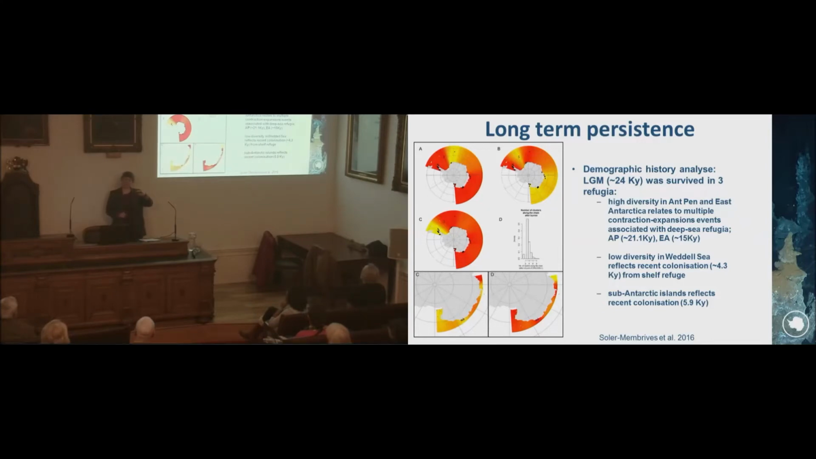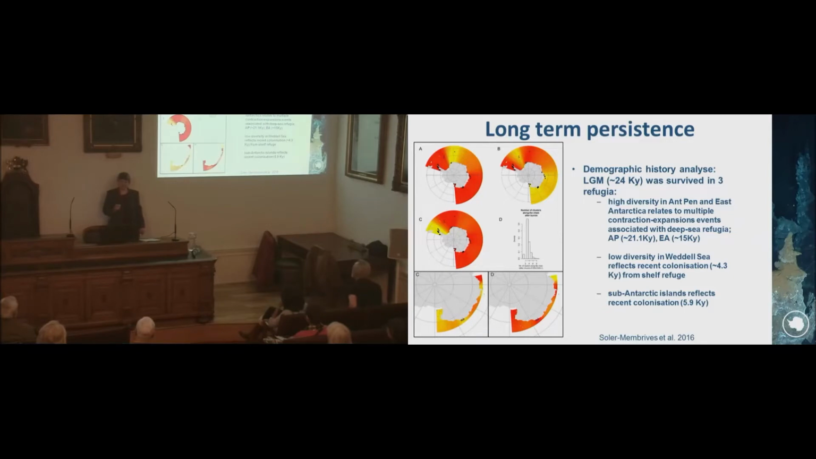Saying they had deep sea refugia means during the last glacial maximum, when the ice went all across the Antarctic shelf down to the shelf edge, the species was pushed down into the deep sea as far as it could go, and then afterwards, when the shelf ice retreated, came back up onto the shelf, and then continued.